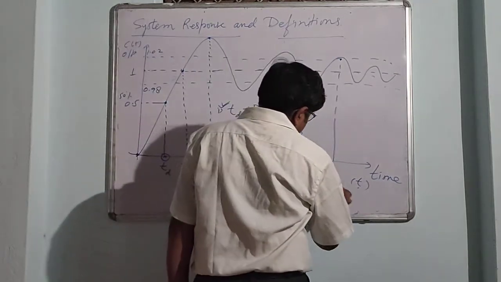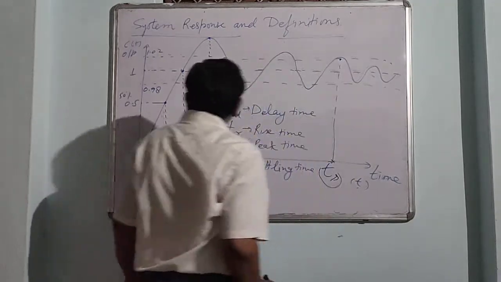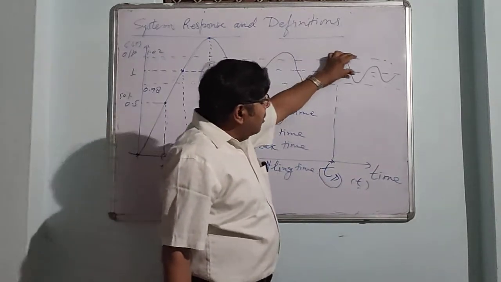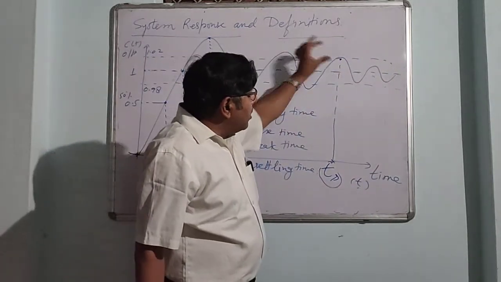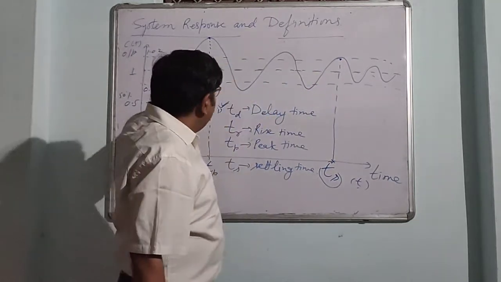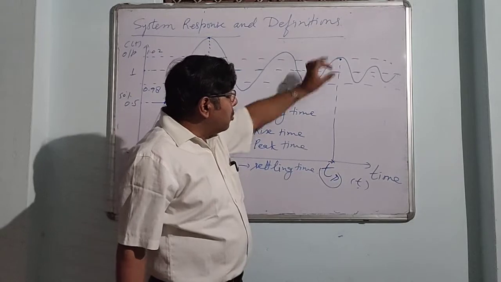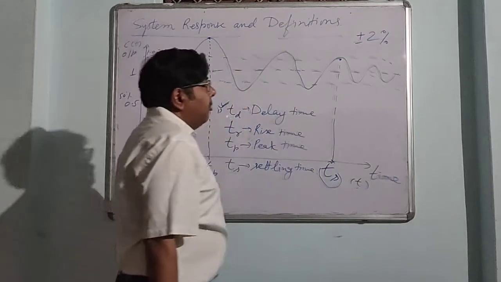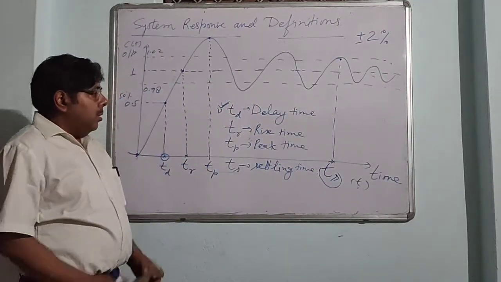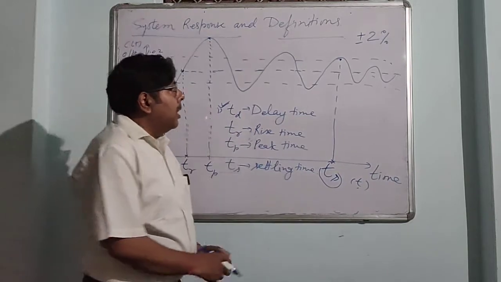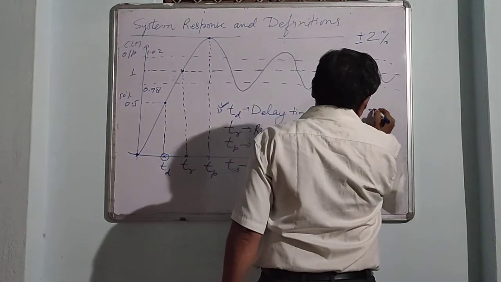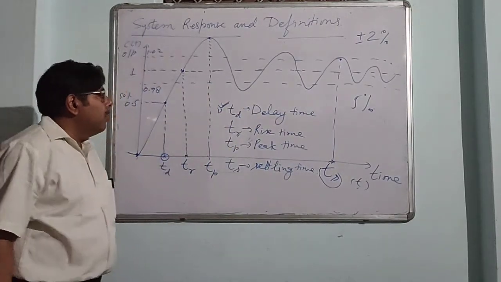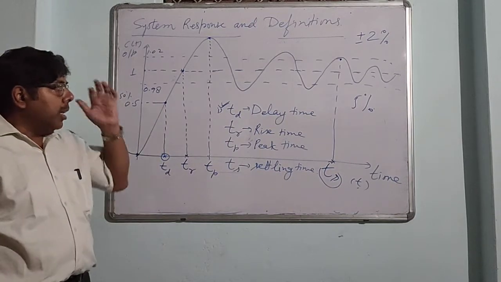And what is the settling time? Settling time means when the transient dies out after a large time, there is a limit. Limit means this value decays but reaches within plus minus 2% of the final value. Then this is called the settling time. We also have the 5% settling time, in which the value reaches within 5% of the final value. So this is about the definition.